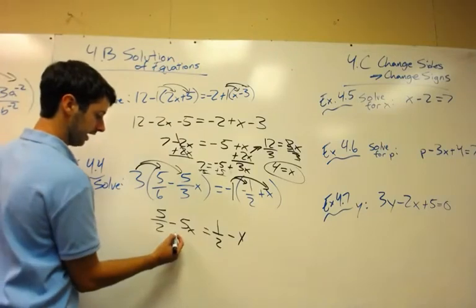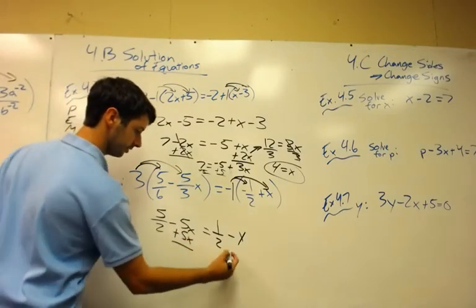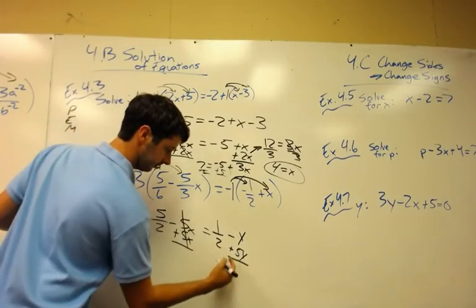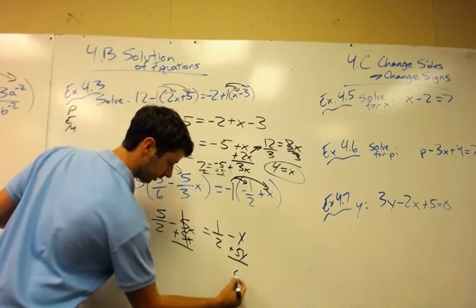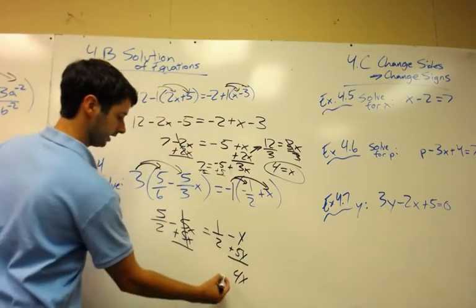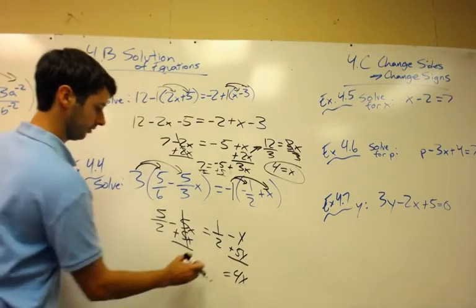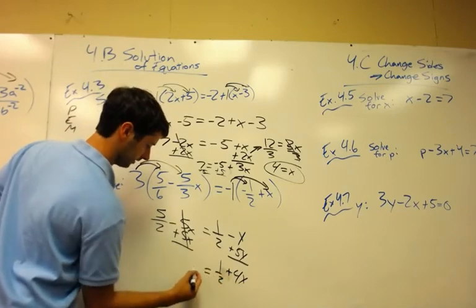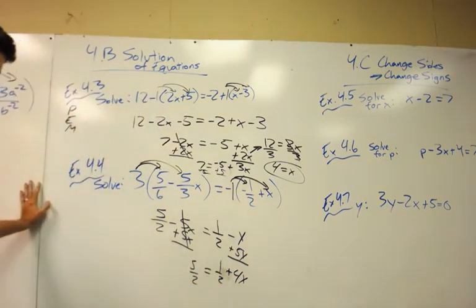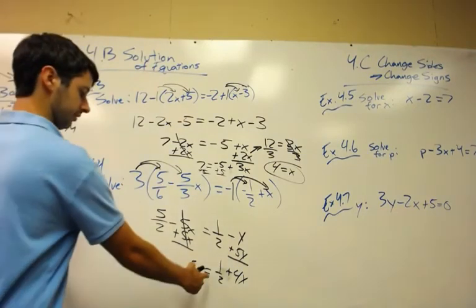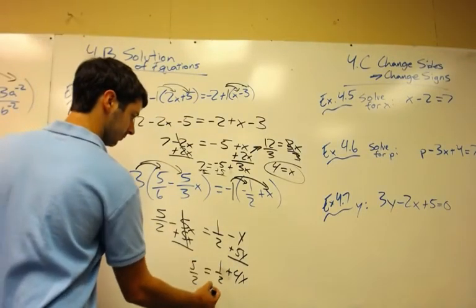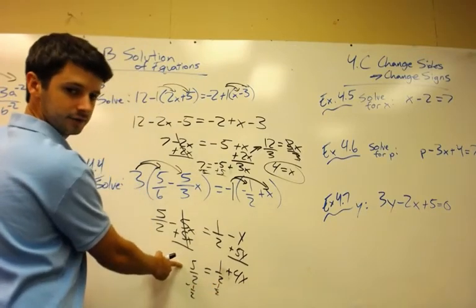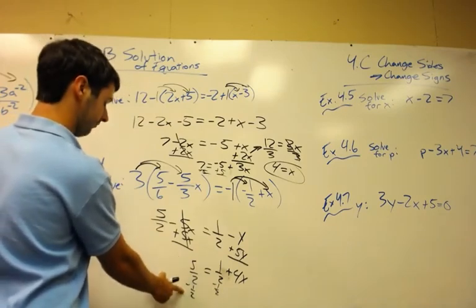I'm gonna add 5x to both sides. Cross out. Negative 1 plus 5 is 4. 4x plus 1/2 equals 5/2. And then we're trying to get x by itself, so subtract 1/2. 5/2 minus 1/2 is 4/2.